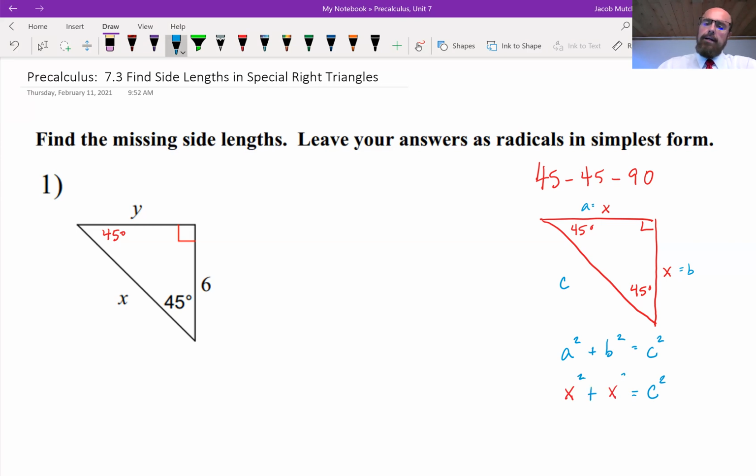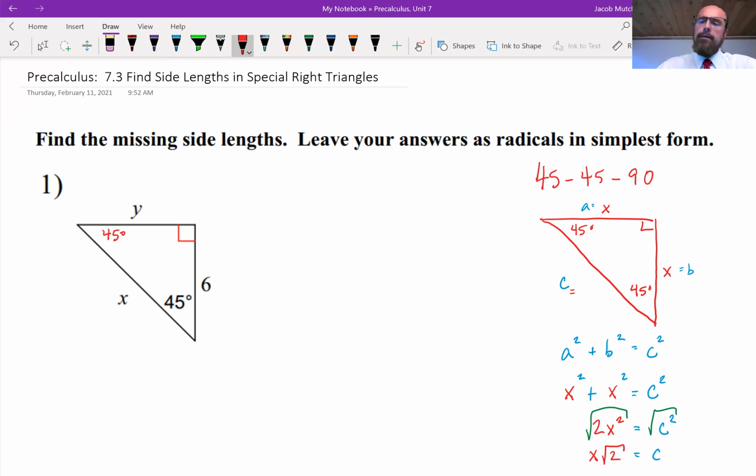Now I want to solve that in terms of x for c. So I see on this left side, I've got x squared plus x squared. So that's equivalent to 2x squared. And that is equal to c squared. So to finalize for just side length c, I would take the square root. And on this left side, the x squared is going to exit the radical. Square root of x squared is just x. And what's left in the radical is the square root of 2.